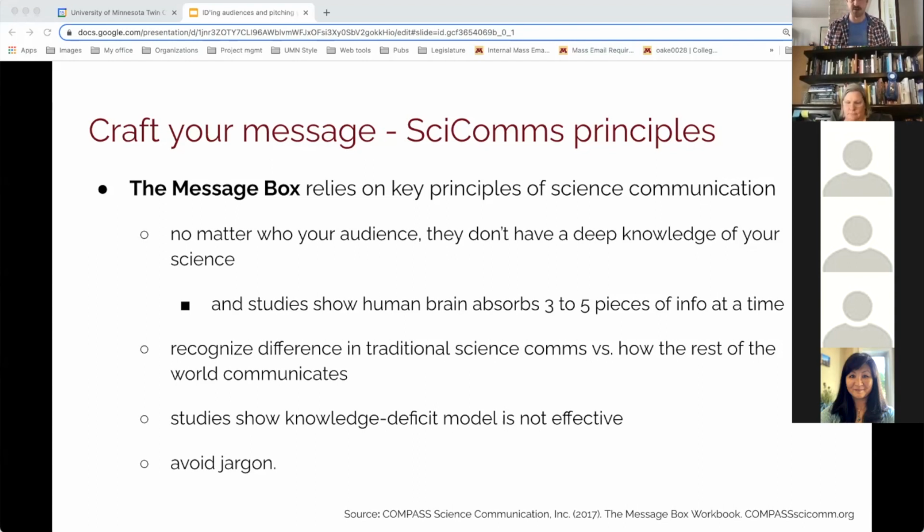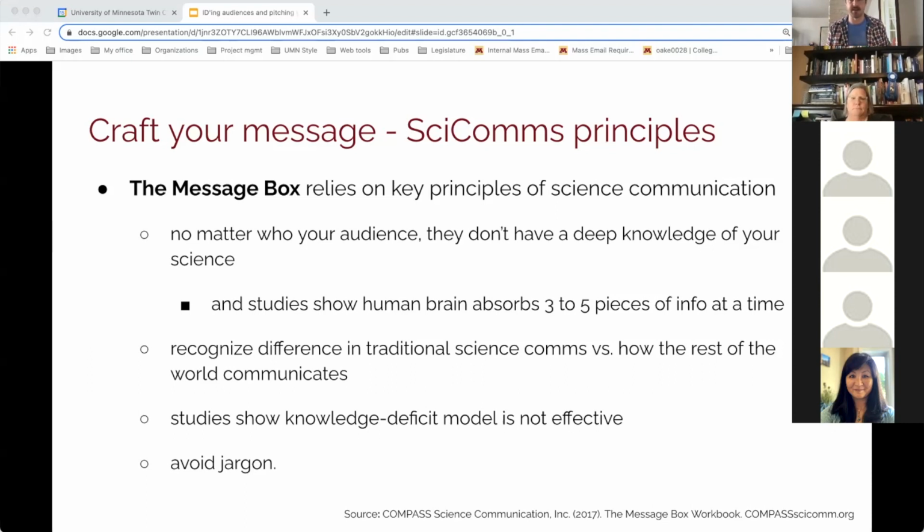Generally speaking, the rest of the world communicates in the opposite manner. What did the study find and why does it matter? They want to know the findings right away. So that's what comes first for them. It's important to acknowledge, I think, the difference between how scientists traditionally communicate and how the rest of the world communicates before we set out to craft our message.